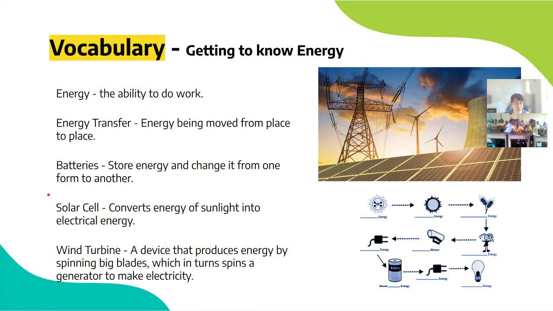And solar cells, you can see in the picture on the right, these are solar cells. They convert the sunlight into electrical energy. We will look at that in the video as well. And then we also have wind turbines. It's shaped like this. These are very large devices that produce energy by spinning blades. As the wind blows on it, the blades spin faster and faster, and that generates electricity.